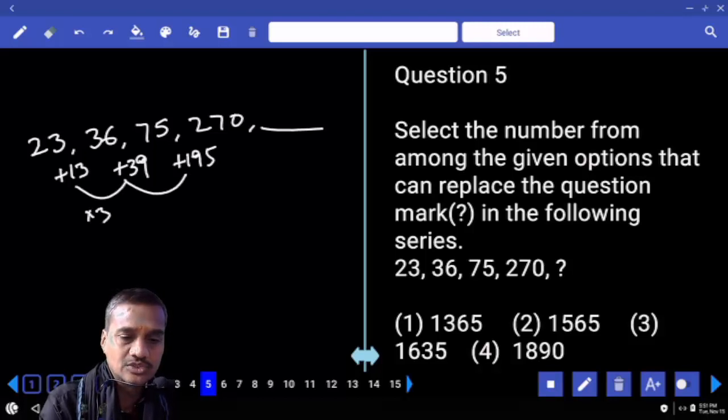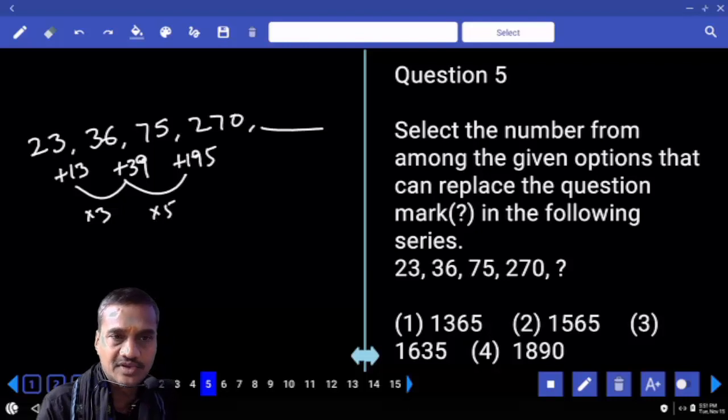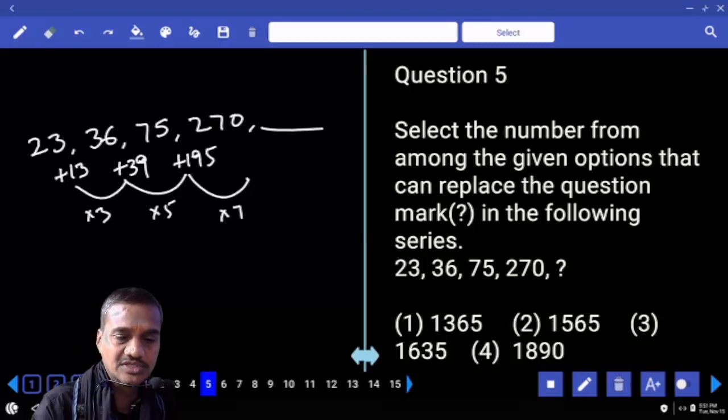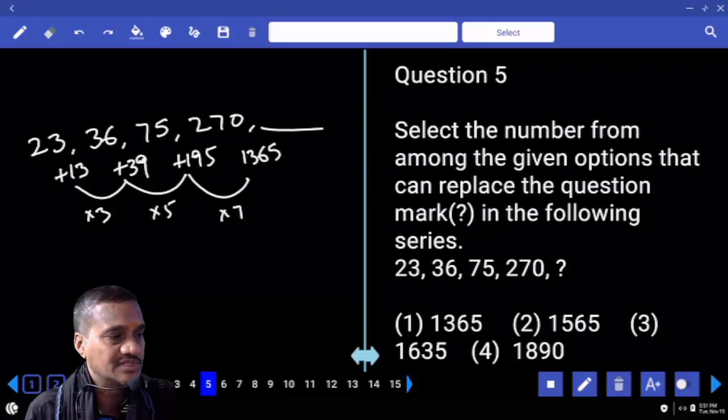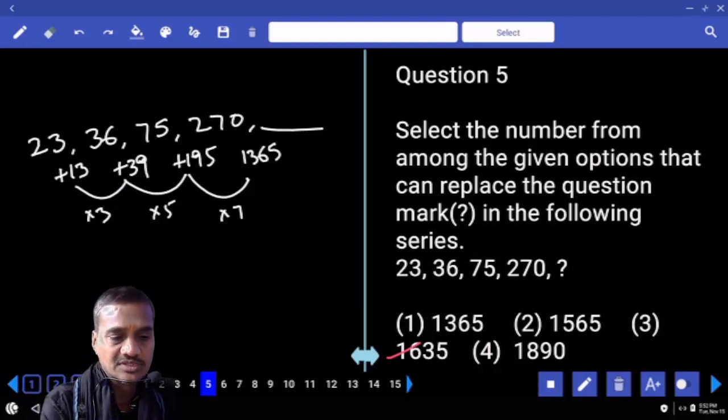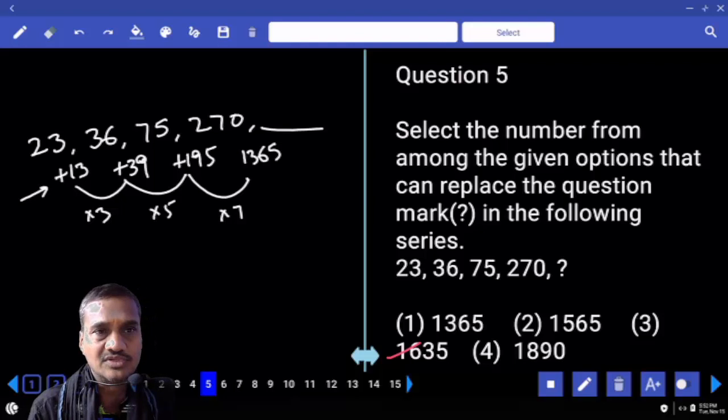Now 39 into 5 is 195, next 195 into 7 is 1365. Now 1365 when added to 270, what is the number we have? 1635. Now the differences of the numbers are 13, 39, 195 and 1365: 13 into 3, 39 into 5, 195 into 7. Question number 5.